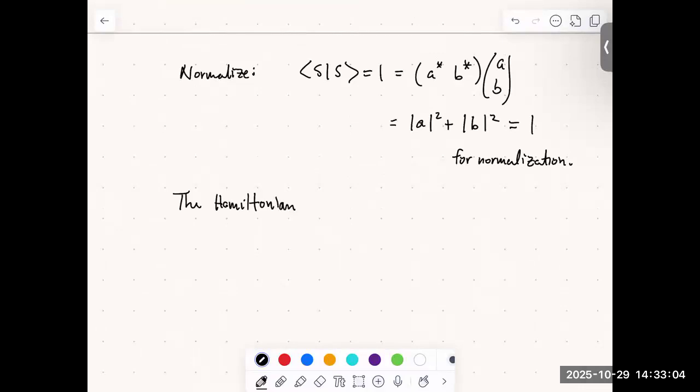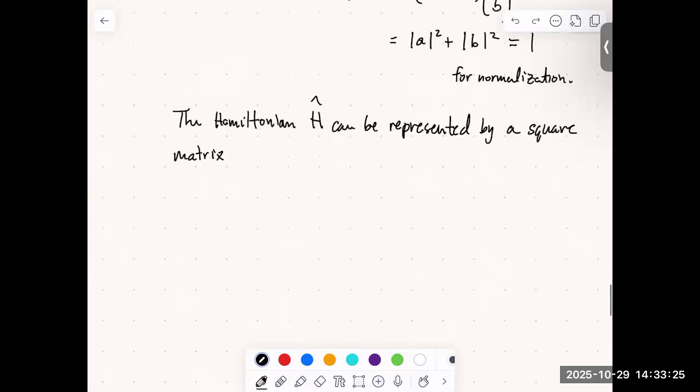Okay, so the Hamiltonian H hat can be represented by a matrix. In fact, it's a square matrix. And the way we do that is we say, look, the mnth element of our Hamiltonian matrix is going to be given by state M acting on H times state N.